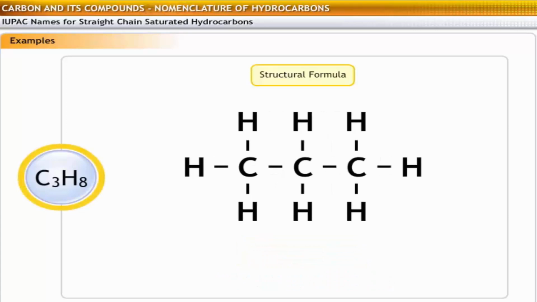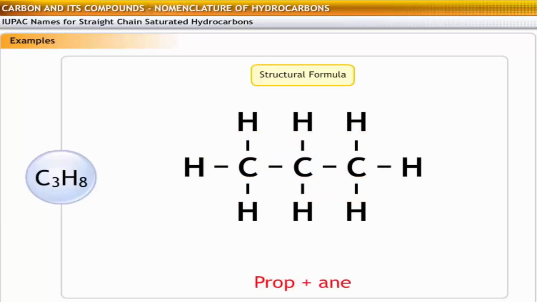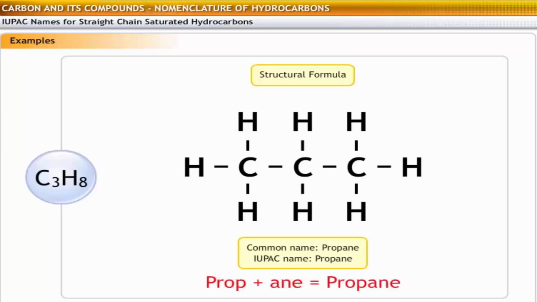The compound C3H8 contains 3 carbon atoms. Hence, the root word is prop. The carbon atoms are saturated. Each carbon atom has 4 bonds attached to different atoms. Thus, it is an alkane. The IUPAC name is a combination of prop and ane, making it propane.